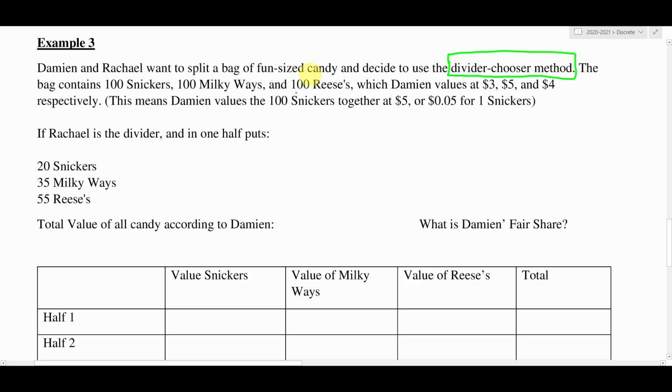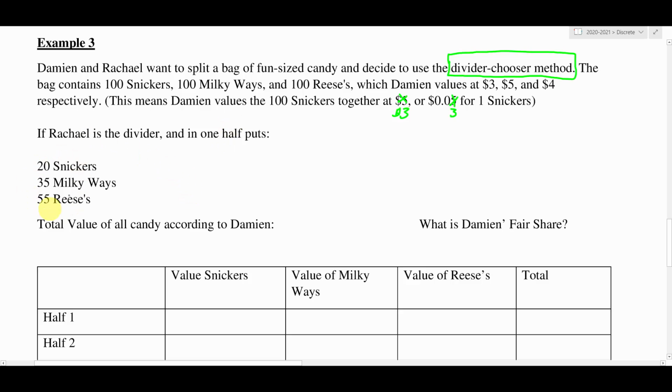We have a fun size bag of candy that's got 100 Snickers, 100 Milky Ways, and 100 Reese's, and they give us Damien's value system here at $3, $5, and $4. All right, so just recall, if Damien values 100 Snickers at $3, then each individual Snicker is worth 3 cents. Okay, so then the Milky Ways would be worth 5 cents and the Reese's would be worth 4 cents. All right, so now Rachel is going to be the divider. So she's going to go through the candy and she is going to split it up.